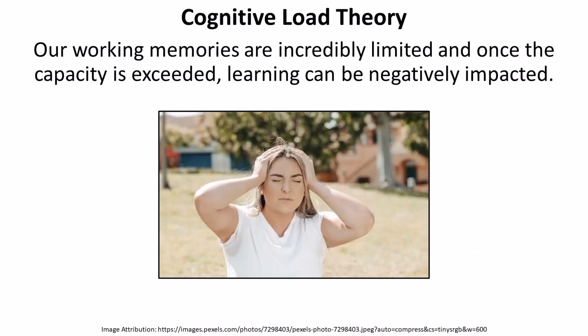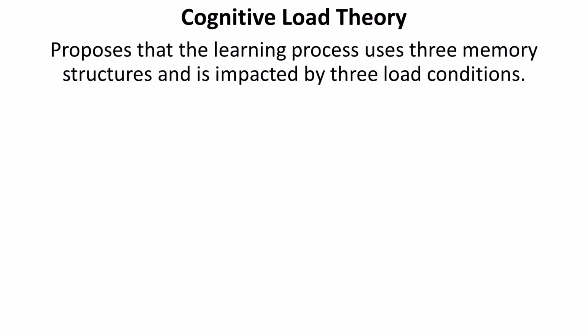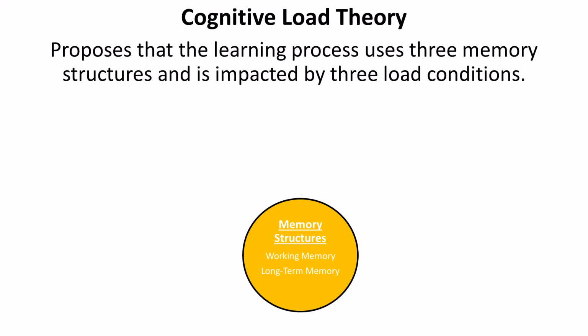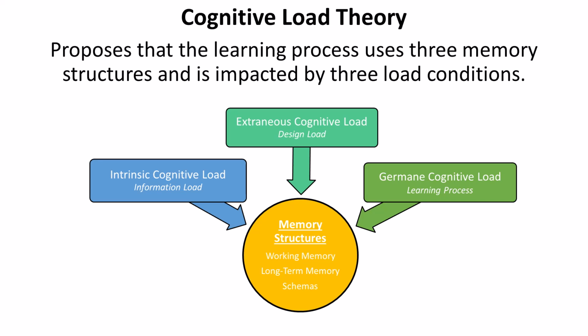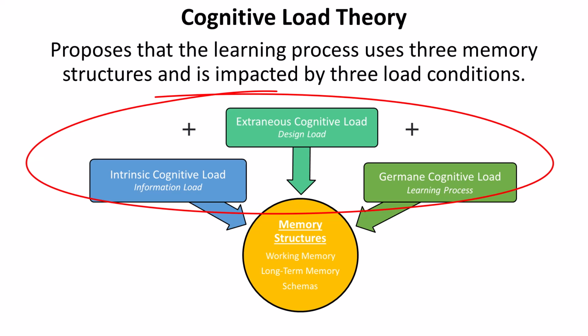This theory proposes that as learners, our working memories are incredibly limited, and once this capacity is exceeded, our ability to learn can be negatively impacted. Cognitive load theory views learning as a process that involves three memory structures: working memory, long term memory, and schemas. These memory structures can be impacted by three load conditions: intrinsic, extraneous, and germane. These load conditions can work together in a cumulative fashion to exceed the capacity of our working memories.